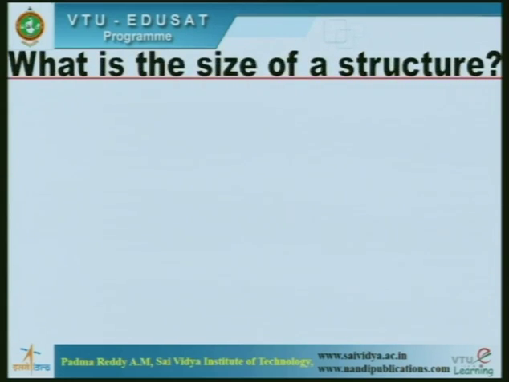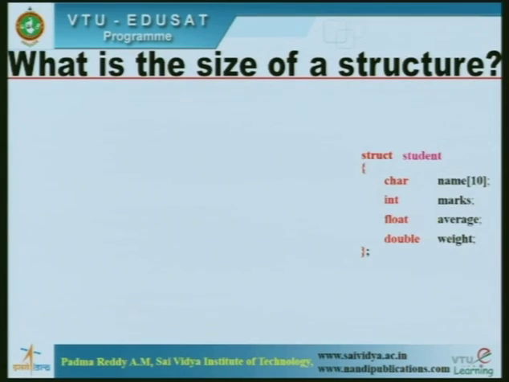Now we see what is the size of a structure. Now this is the tagged structure. Now tell me whether memory will be allocated or not allocated. Memory will not be allocated. If you want to allocate the memory, then you have to use a variable. Suppose I use a variable CSE. CSE is of type what? Student. Struct student.